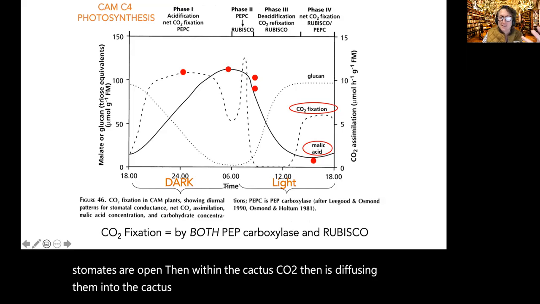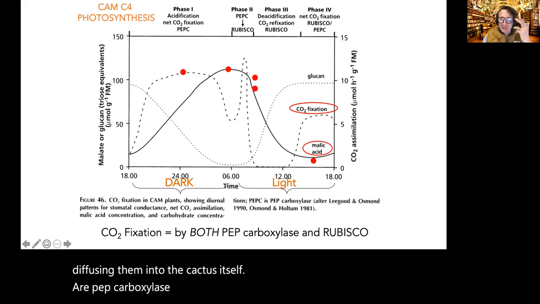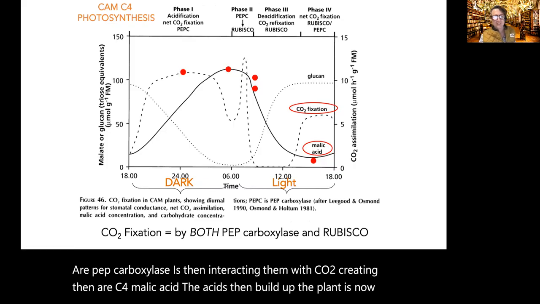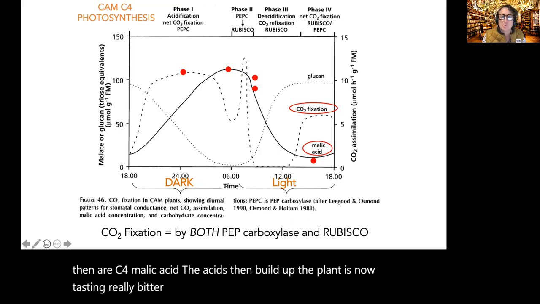Our PEP carboxylase is then interacting with the CO2, creating our C4 malic acid. The acids then build up. The plant is now tasting really bitter, okay? So by early morning, we have our highest concentration of malic acid.